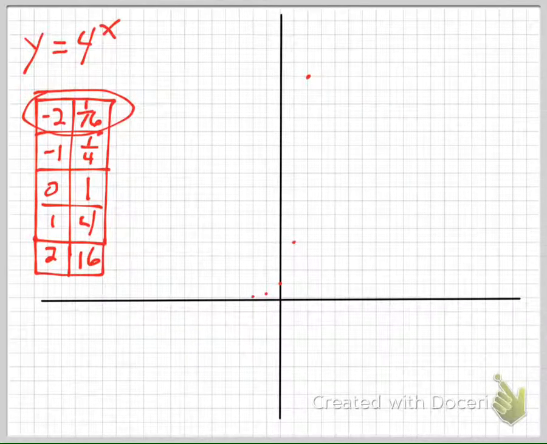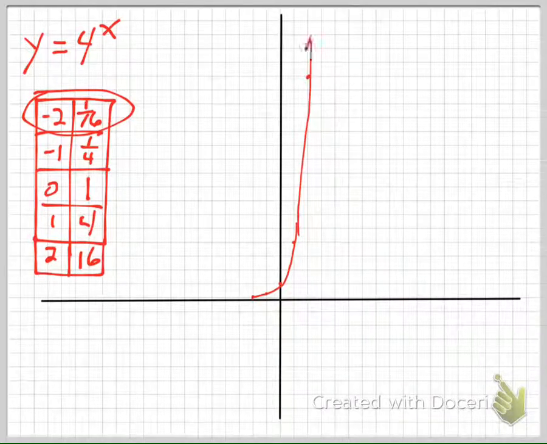So anyway, we'll graph this now. What if I made x be negative 3? What would happen? Listen, when x was negative 2, what happened? Notice what's going on here. We're going to graph it. Right? What's going to happen here?